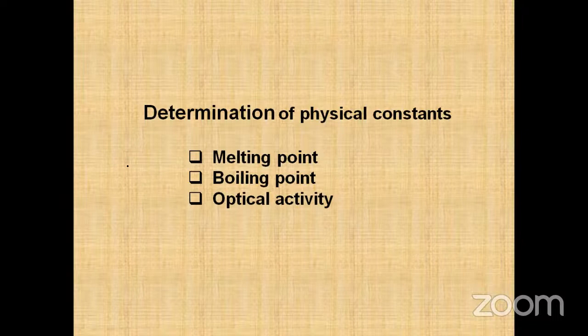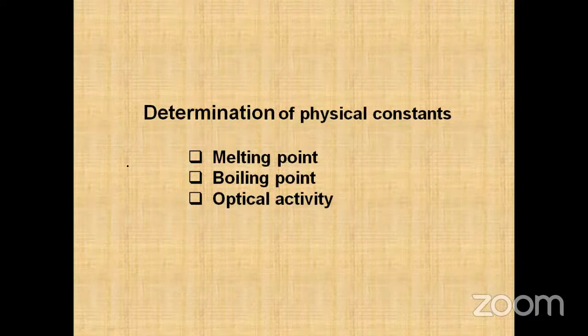And the third one is the optical activity. Optical activity is the phenomenon where we need to determine the optical rotation of the compound. Only an optically active stereoisomer can give the optical activity, whether it is an enantiomer or a diastereomer, it has a chiral center. That chiral center can show the optical rotation.